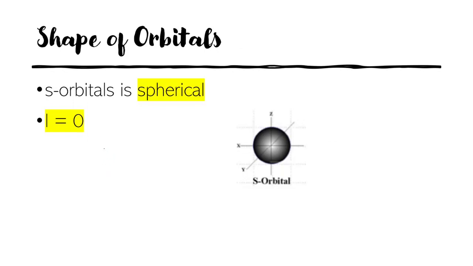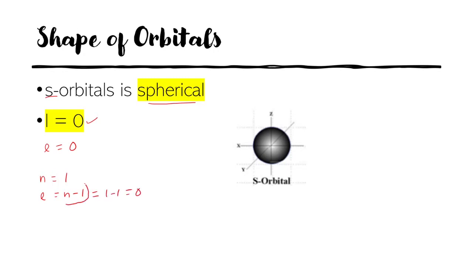Shape of orbital. S is actually referring to spherical shape. Spherical, which is a sphere. It is available when your L equals to 0. Now this one you should remember. When n equals to 1, your L is n minus 1, right? So it means that 1 minus 1 is 0.